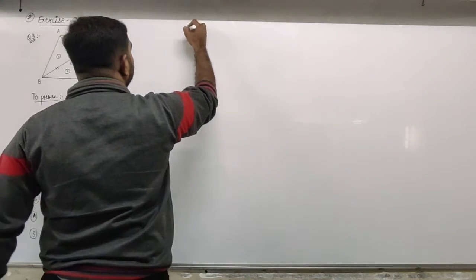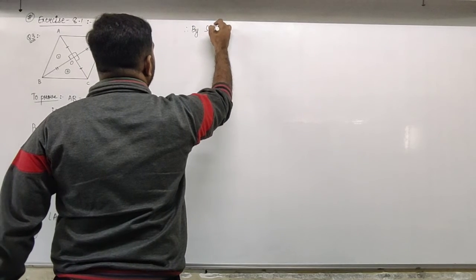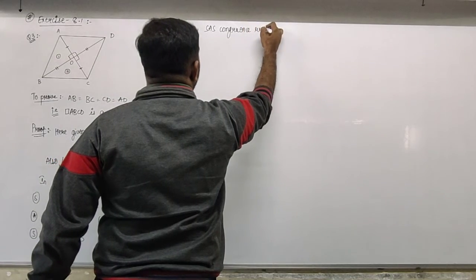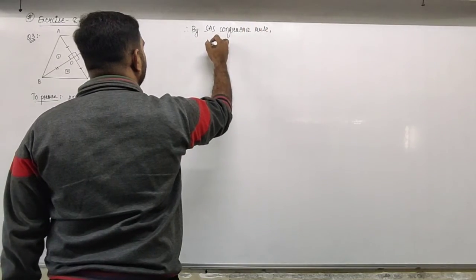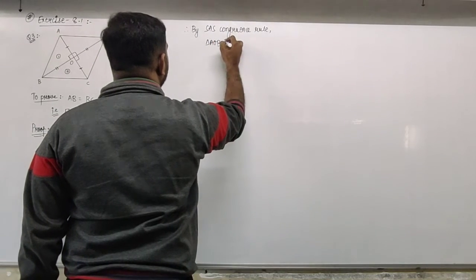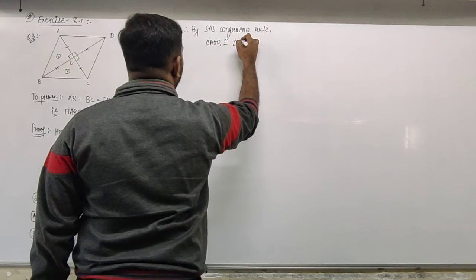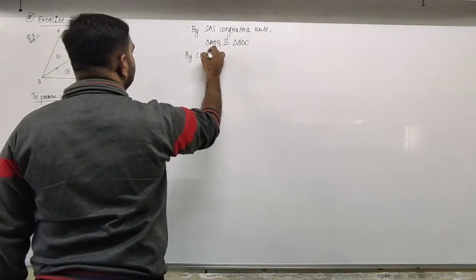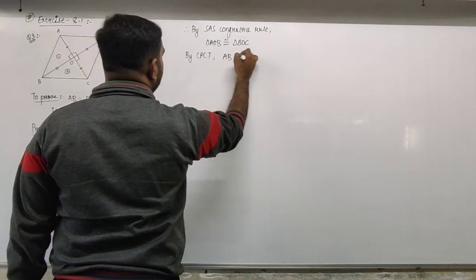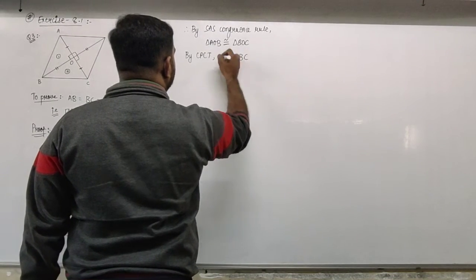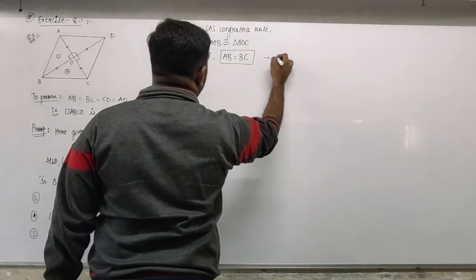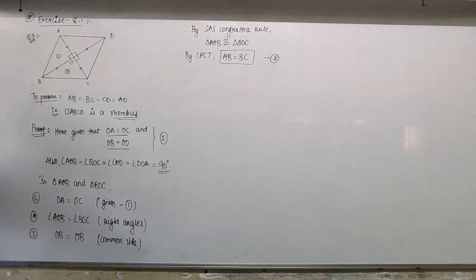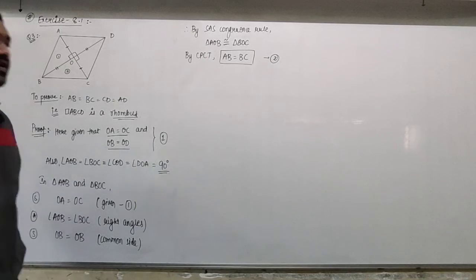Therefore, by SAS congruence rule, triangle AOB is congruent to triangle BOC and hence by CPCT AB is equals to BC. That is 2. Result number 2. AB equals to BC એટલે અત્યારે આપણે ખાલી એક પાર્ટ એવો છે કે જે પ્રૂવ કરી દીધો.